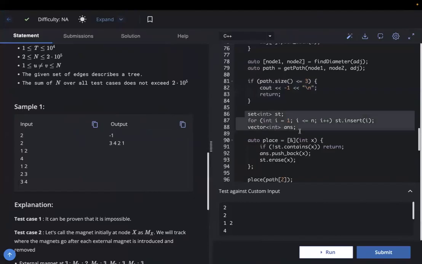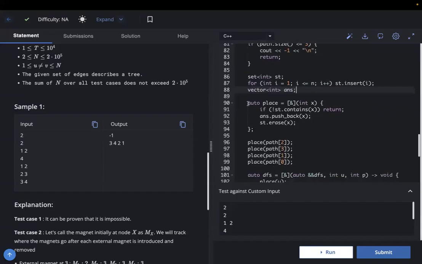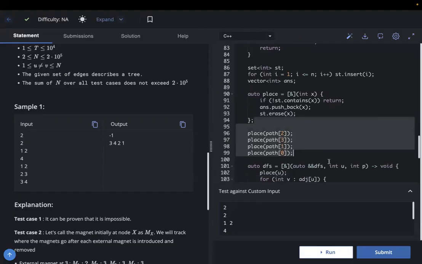So that is why I created a set to keep track of all the nodes where I have to place the node in future as well. I inserted all the values from 1 to n, and I created an answer vector which I will print at the end. And I created a function with name place in which I will pass on the node number if that node has already been operated. If I have already placed external magnet there, then I will just return. Otherwise, I will push this into my answer and erase this node from the set so that I would never place an external magnet there.